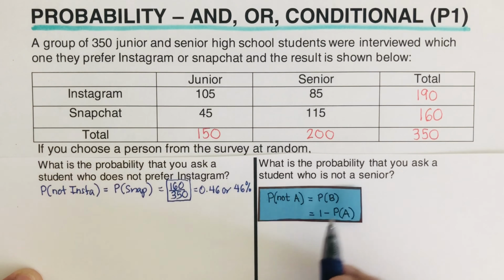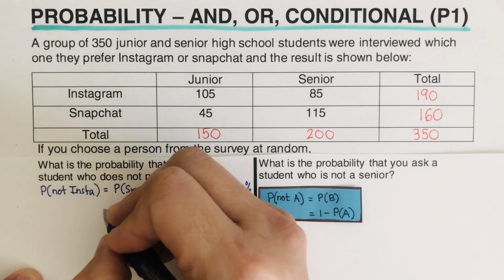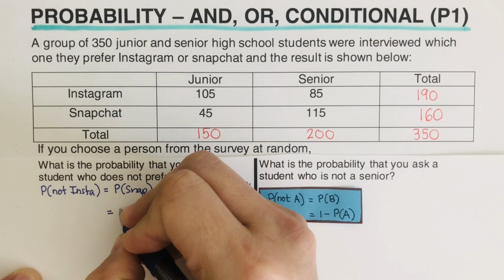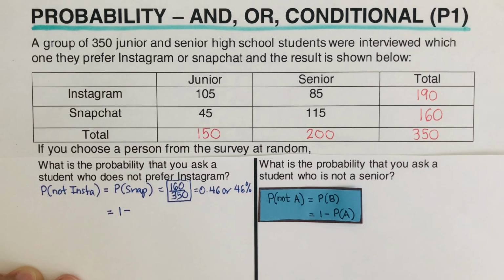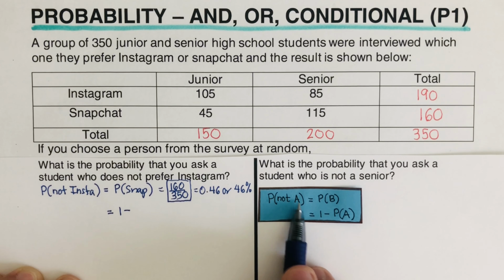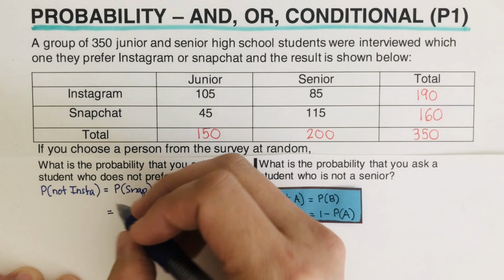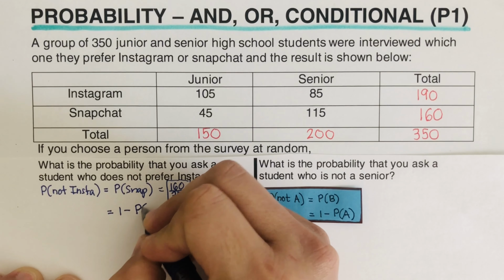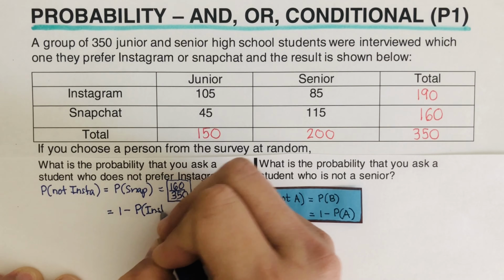So we can actually use the other equation right here. That's 1 minus the probability of A. So I can go ahead and write 1 minus the probability of A. Again, our A was, it's not A, so A means that's the probability of those who prefer Instagram.